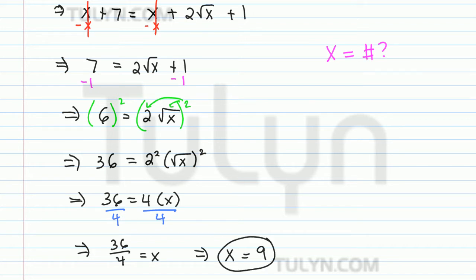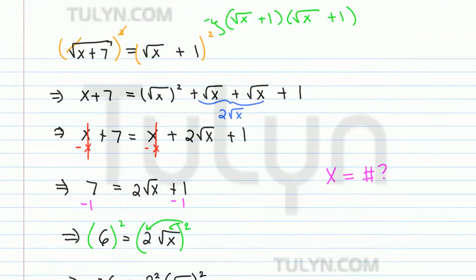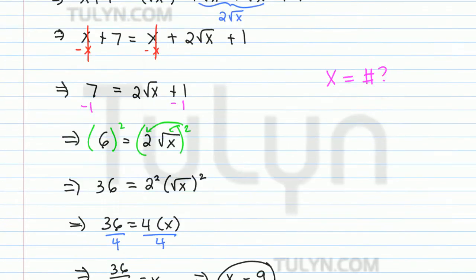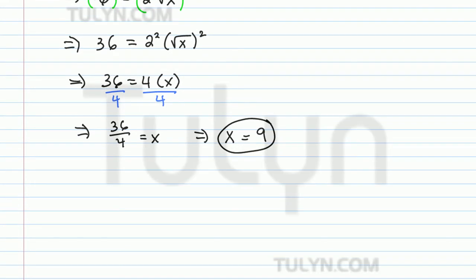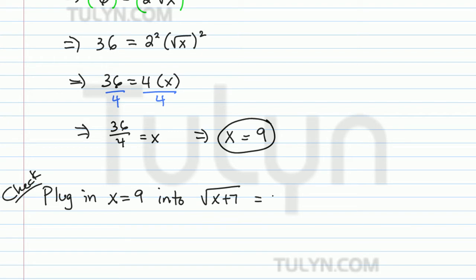So that's our solution. But remember, we actually ended up squaring the equation not once, but twice. So when we square the equation, even if it's just one time, we have to check our solutions to make sure that they solve the equation. So you want to check by plugging in x is equal to 9 into the original equation, the square root of x plus 7 equals the square root of x plus 1. And you want to make sure that there's equality there.